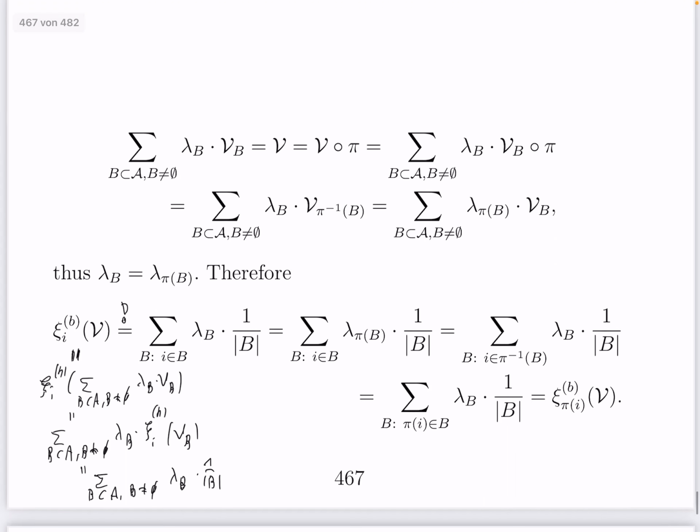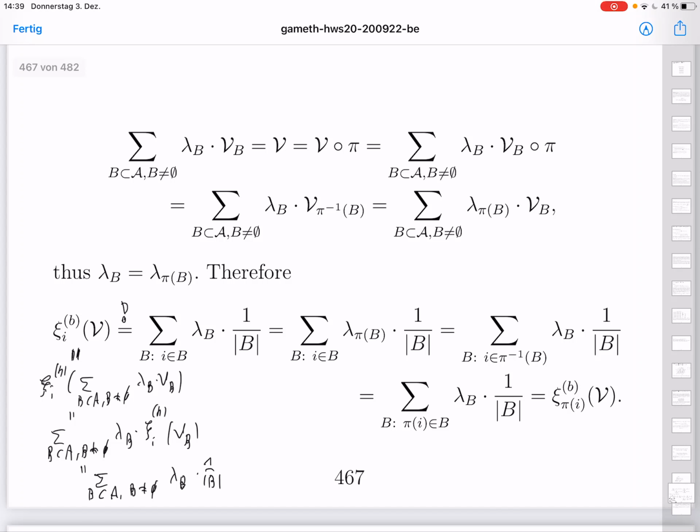So next calculation, the collision valuation V is, by this symmetry, equal to the collision valuation V composed with pi. And by definition, the left-hand side is this sum over lambda b times Vb, and the right-hand side is the sum of these compositions here. So here we have these compositions.